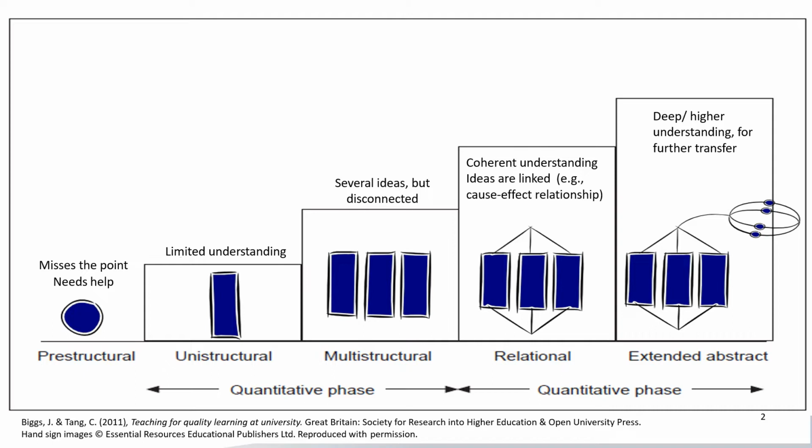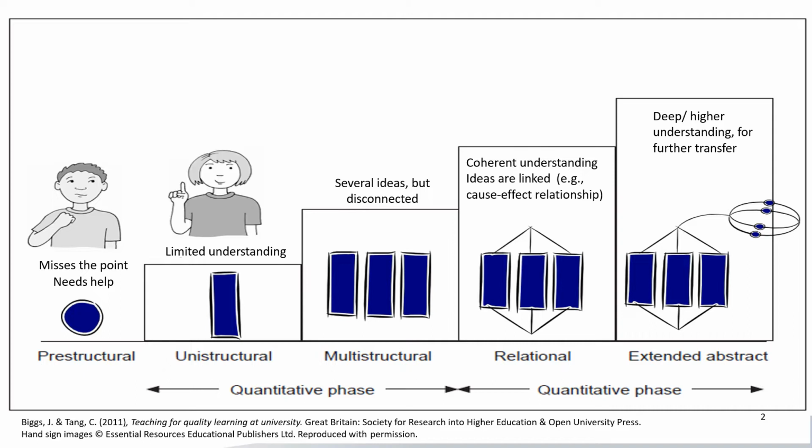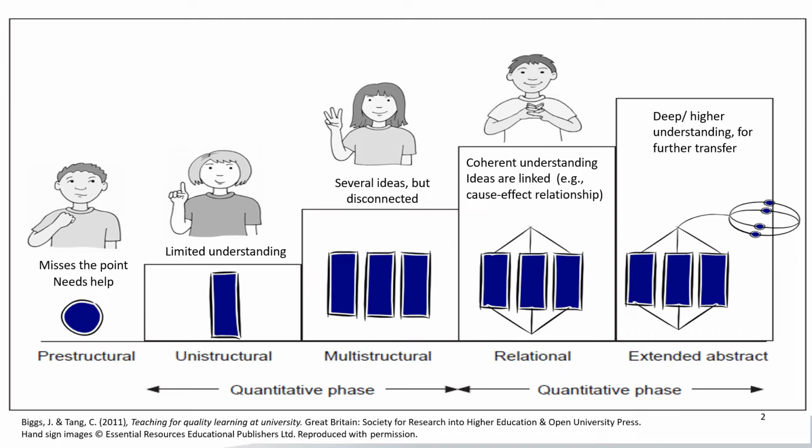I'd like to draw your attention to the use of hand signs in teaching students about the SOLO levels. Here at the pre-structural level, students have no understanding. At the unistructural level, students have an idea. At the multistructural level, they have several ideas, but they are disconnected. At the relational level, a more coherent understanding and the ideas are well linked. For the extended abstract level, students are able to understand these ideas in new and different ways.